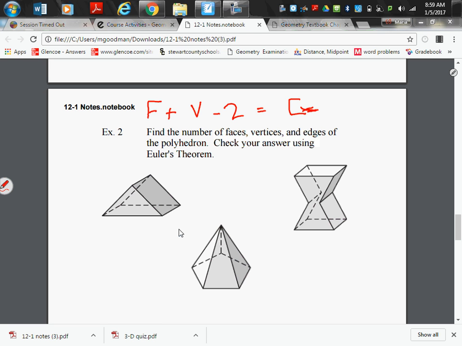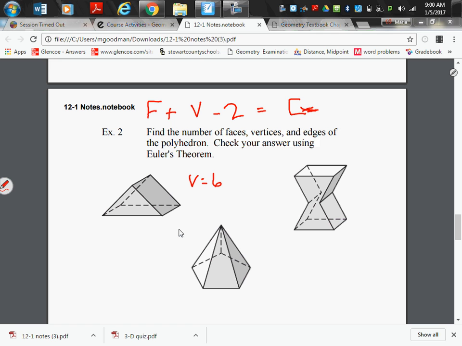So let's get down here to this pentagonal pyramid. So first thing let's count is our vertices, the points. How many points do we have? 1, 2, 3, 4, 5, 6. Did that get them all? Alright, so V equals 6.